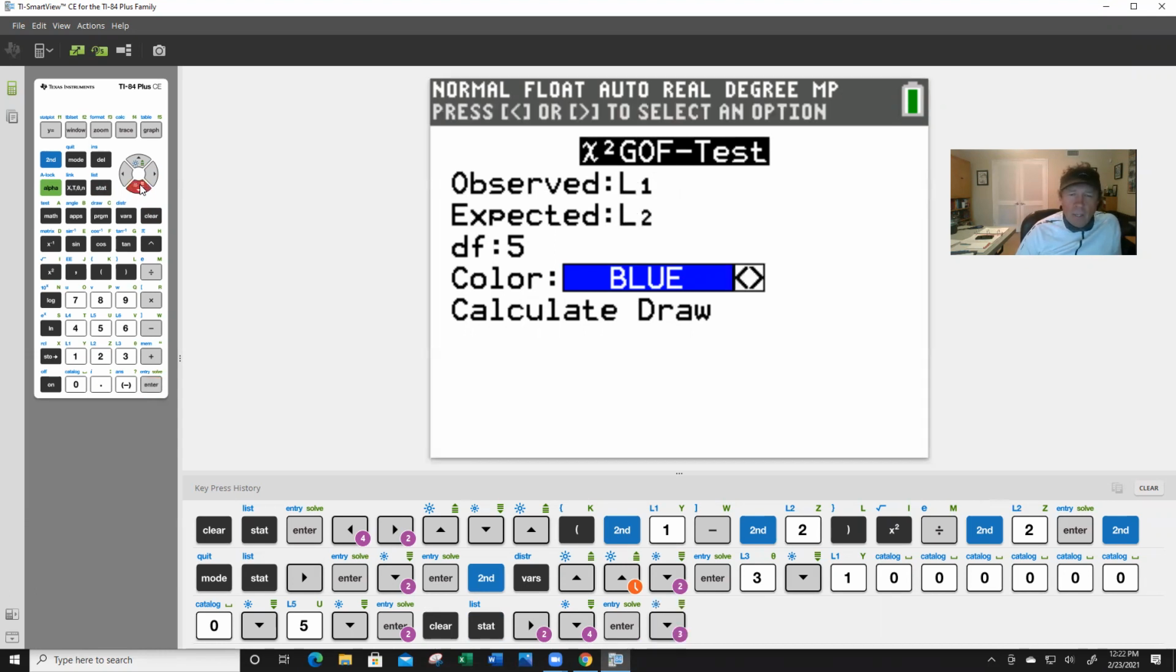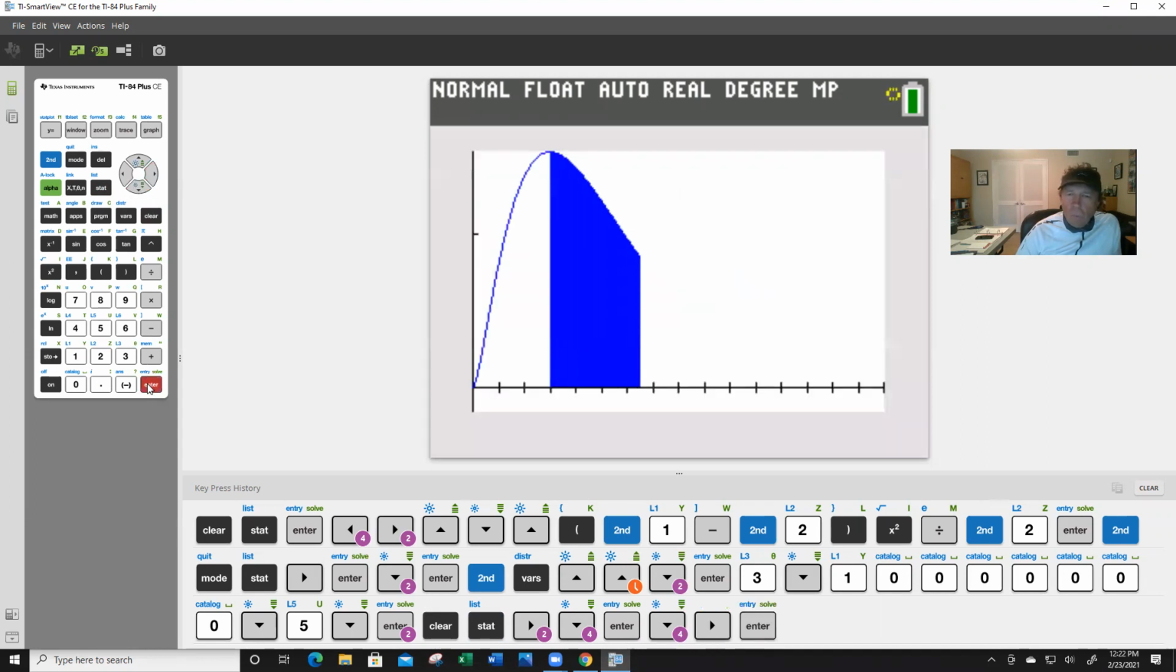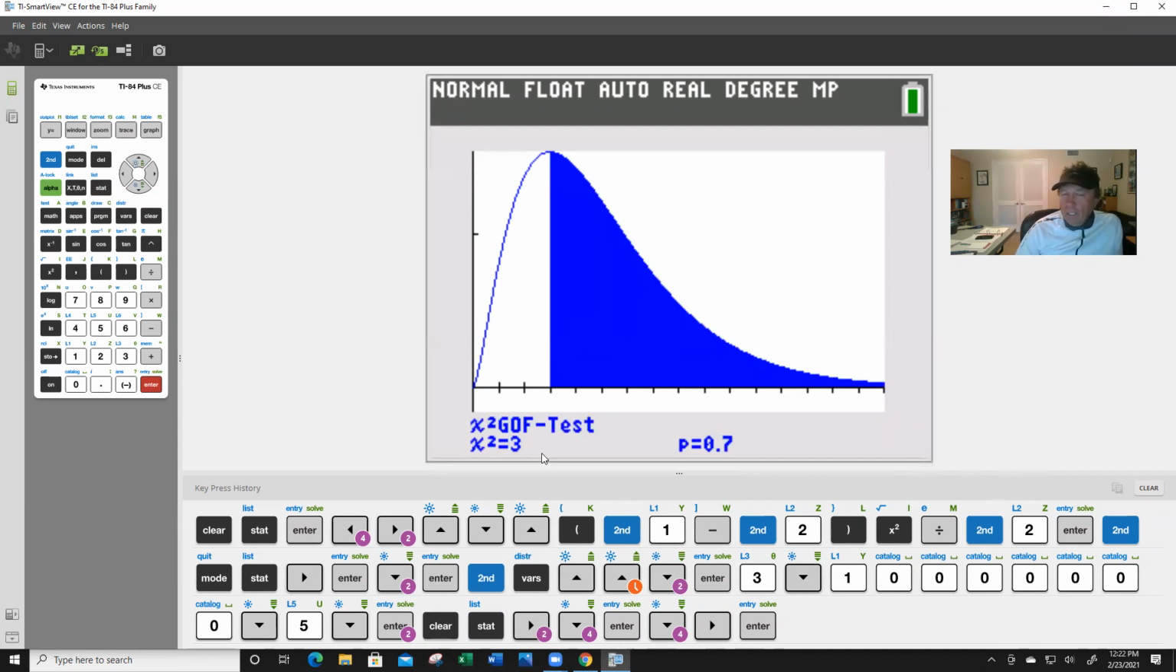And then I'm going to go ahead and draw this out. This will do it for you. Pretty cool, huh? That's really nice. So it adds up and gives you the chi-square sum all by itself here. It adds it all up right there. And then gives you that p-value of about 70%. Pretty cool.